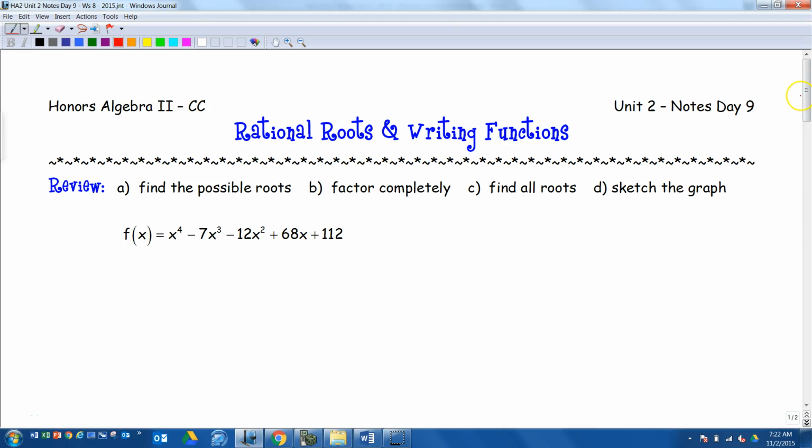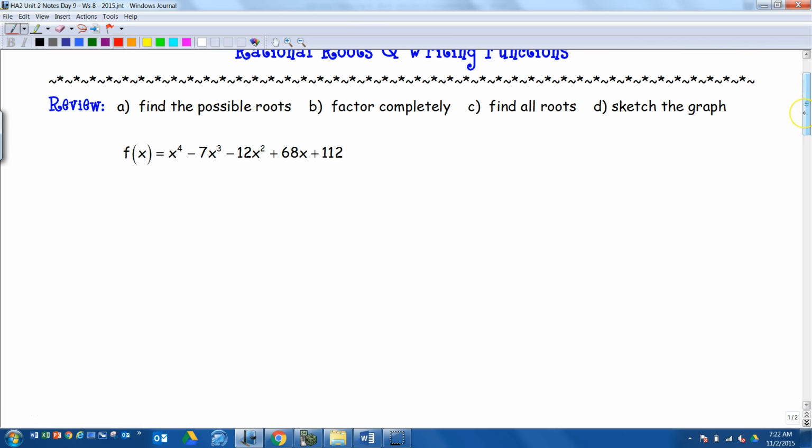Okay, class, this is a review problem first, what we've been doing the last day or two. Find the roots, factor, find all the possible roots. We're actually going to skip that for the video because it's going to be a lot of them, because it's all the factors of 112. So we're going to just sketch the graph.